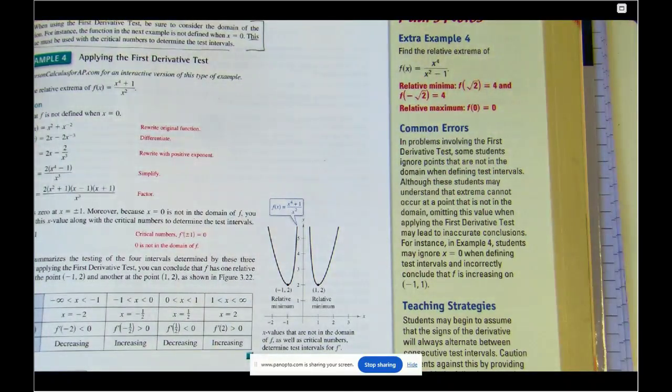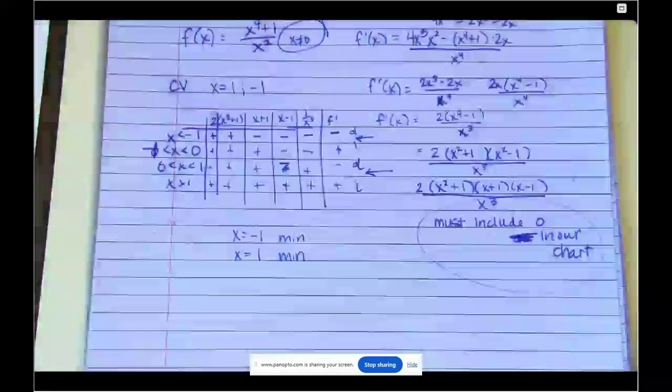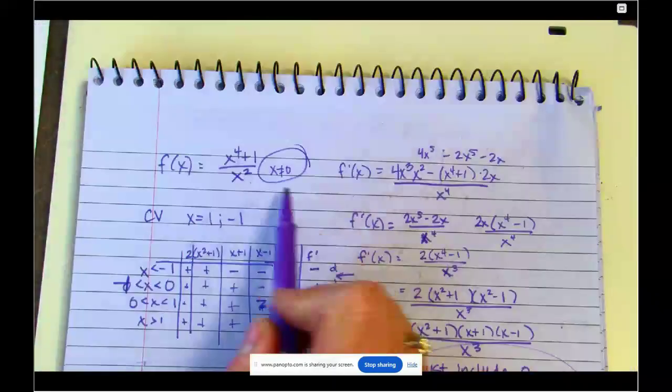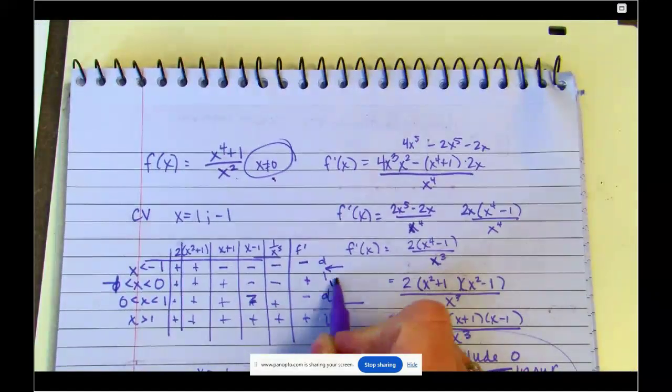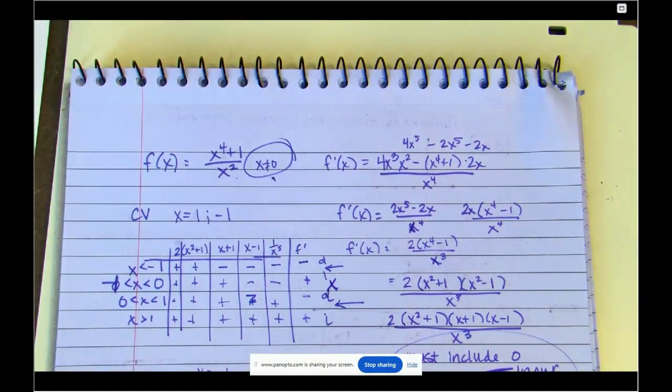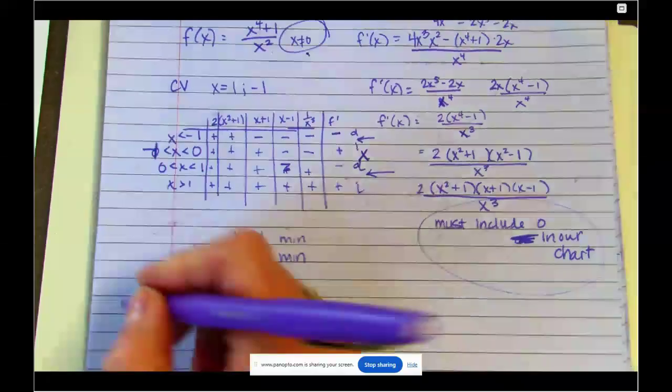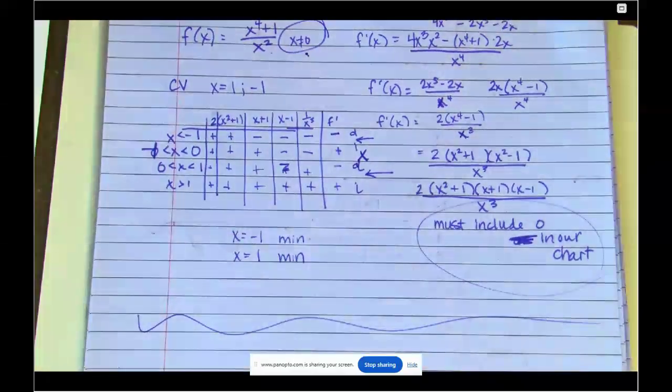Okay, so you have to use these values that are not in the domain. You still have to use them in the chart, but they're not a maximum or a minimum. That's the most confusing part about this whole thing. Okay, so that's all I got for you.